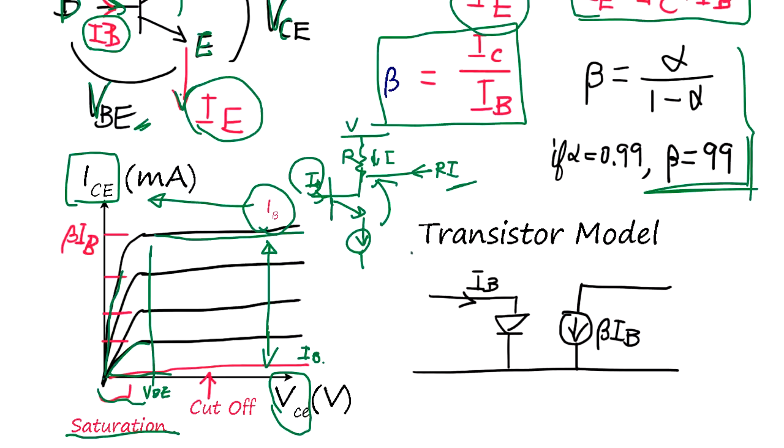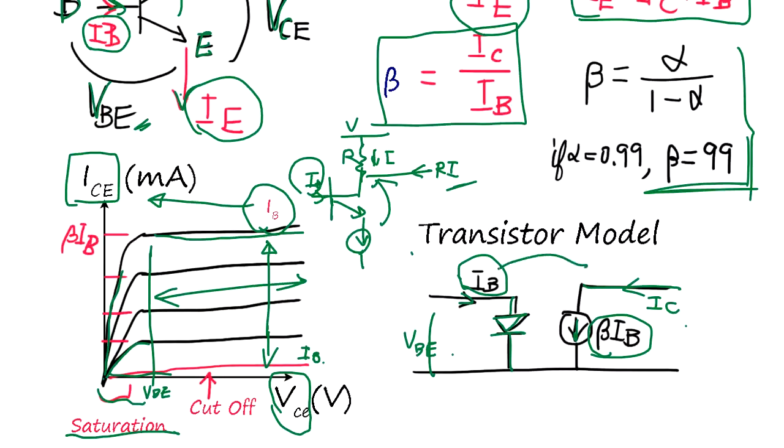The transistor's normal operating range, which is this range, is modeled like IB going through the diode. Okay, IB increases as VBE increases. So this side is like a current sink, right? IC is beta times IB. So IC is a function of IB. So this is kind of a transistor model.